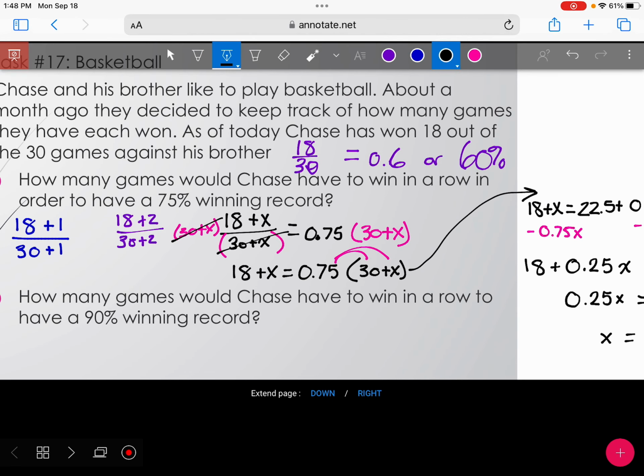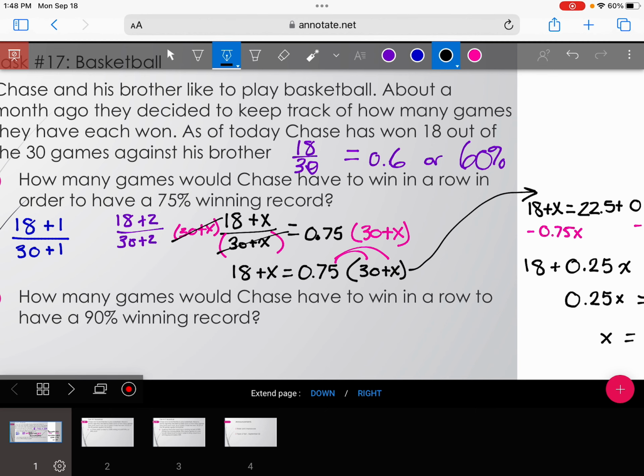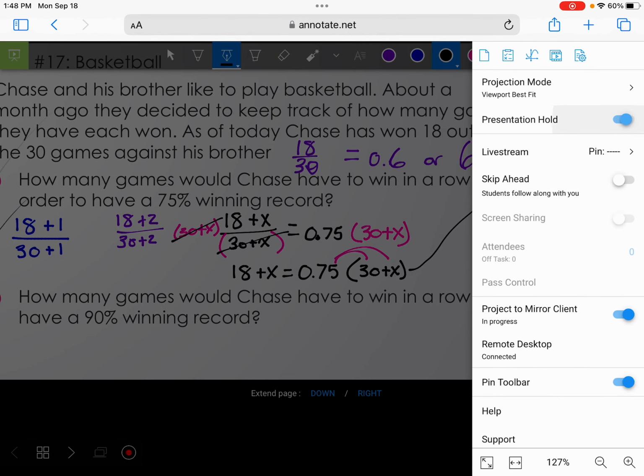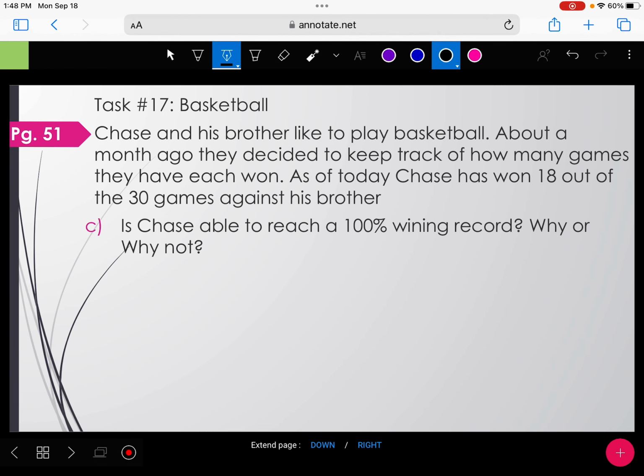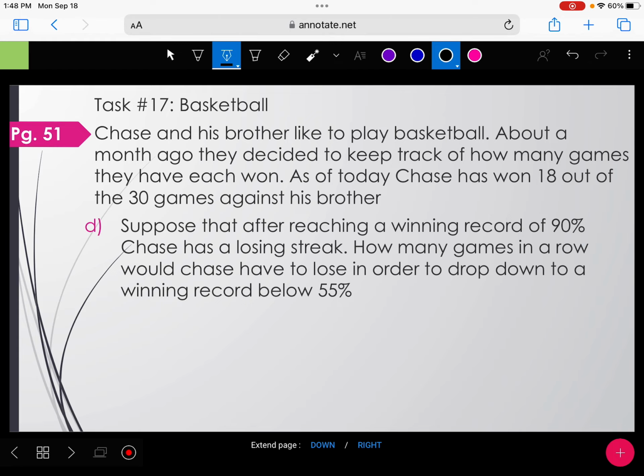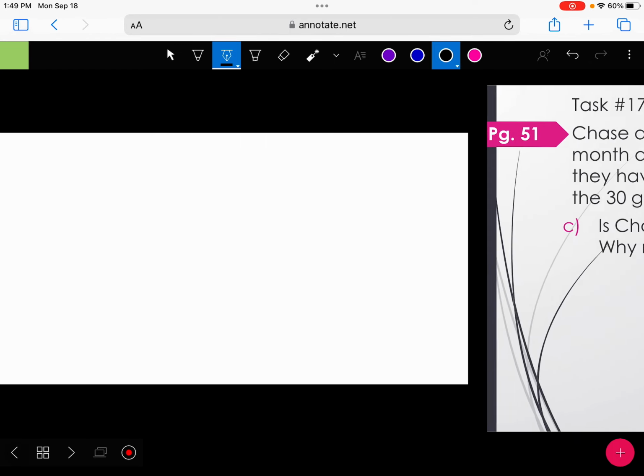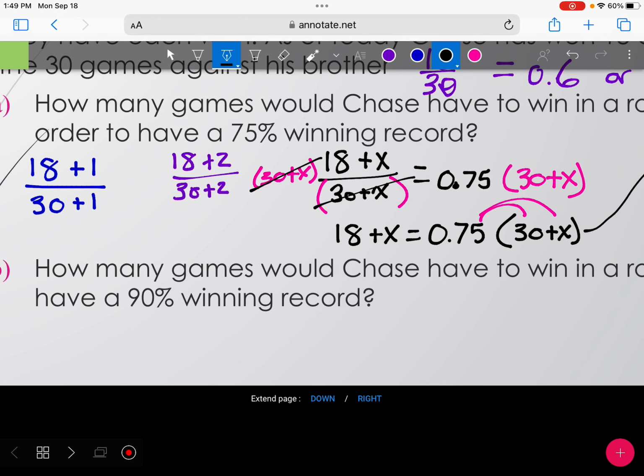Okay. So we've done one of those. I want you to take a couple minutes and try to do the next one. How many games would Chase have to win in a row to have a 90% winning record? So start from scratch, do another 90%. Same kind of vibe. These ones show up all the time on things like the SAT, PSAT, entrance exams at colleges. They love to do these kinds of problems because they're kind of a logic problem and kind of a math problem, and they love to smash them together. So see if you can put together one for a 90%.